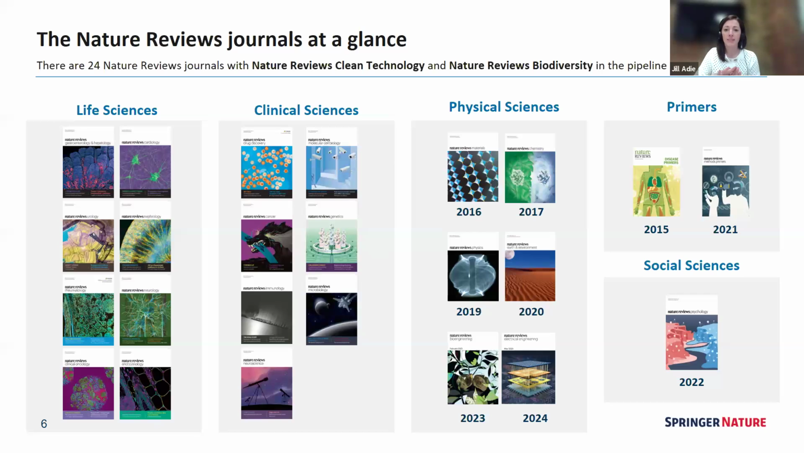The portfolio spans the clinical, life sciences, physical sciences, and social sciences. And we've also got 2 primers journals, which are quite different from the others. They publish very visual accompaniments to their primer articles on different topics, which are really accessible and useful for researchers. The newer launches within the Nature Reviews have been in the physical sciences. You can see some years next to some of the journals there, and that's because they launched in that year. Most recently, we've had Nature Reviews Bioengineering and Nature Reviews Electrical Engineering, which was earlier on this year.